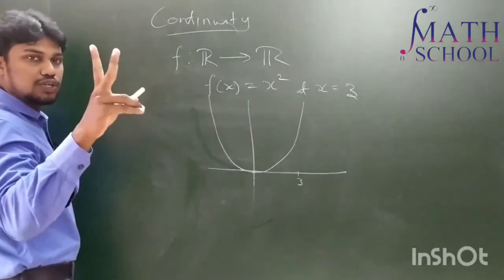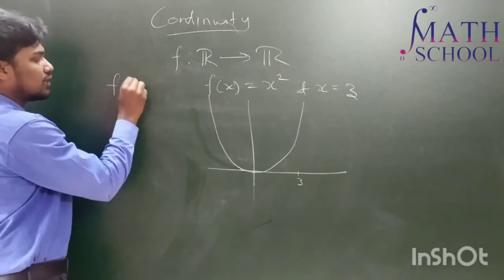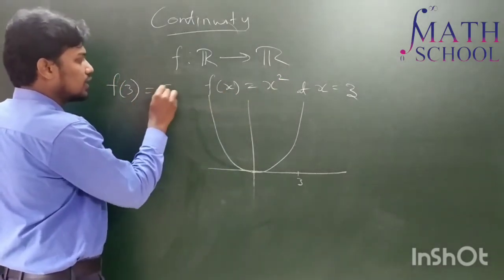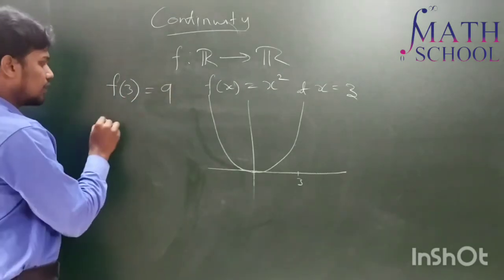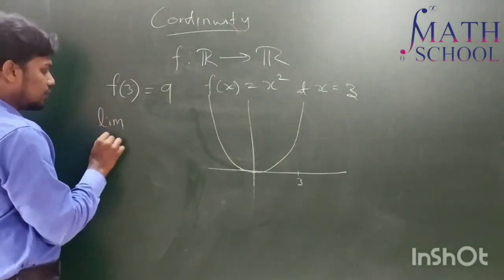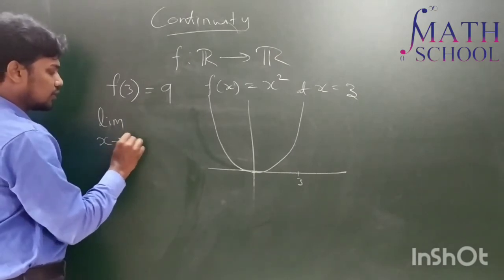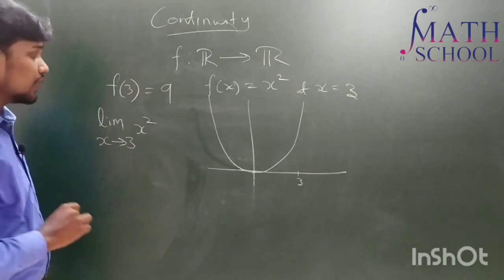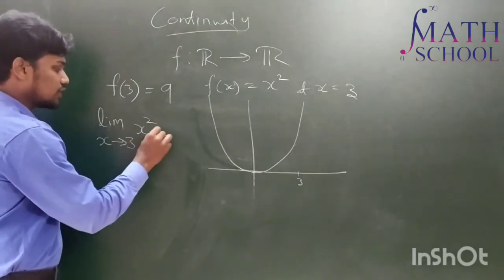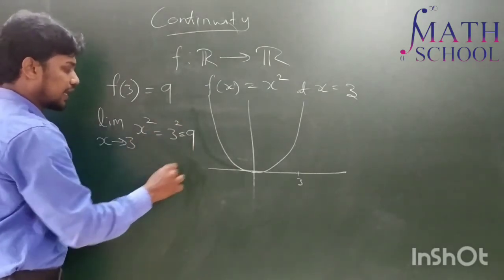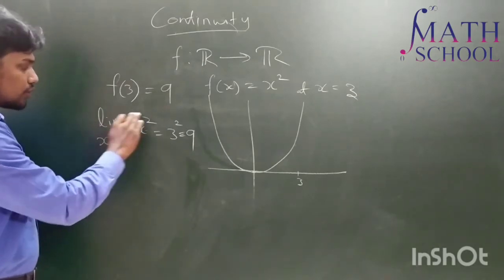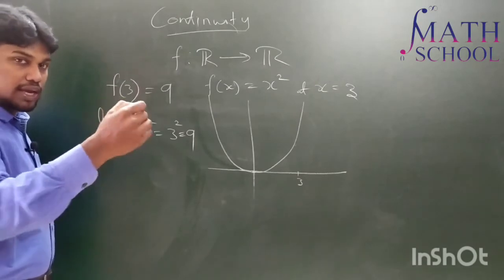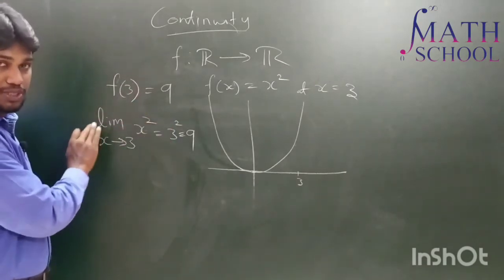So we have to find two things. One is the functional value at 3. What is the functional value at 3? f of 3 is 3 squared, which is nothing but 9. Am I right? Next, we have to check the limit of the function. What is the function? x squared. The limit of the function x squared at 3, what is it? That is nothing but 3 squared, that is 9. For doing this, we have to practice many problems in limits, okay? I assume that you have practiced all these problems.